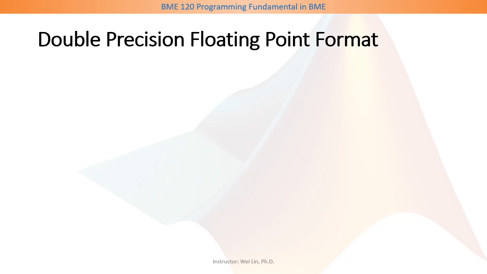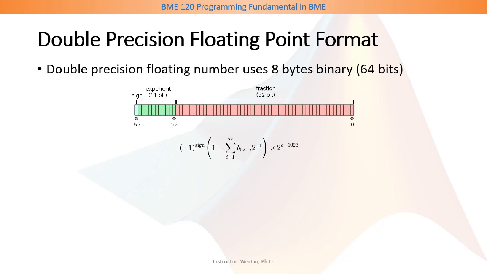In order to show the importance of the precision input to the fread function, I'm going to use the double precision floating point format as an example. A double precision floating point number uses 8 bytes of binary, or 64 bits. The 64 bits are divided into 3 groups.